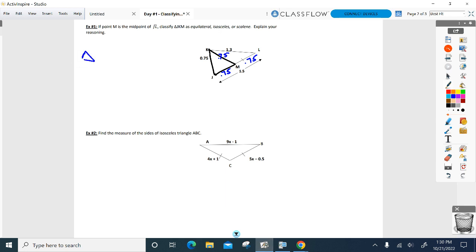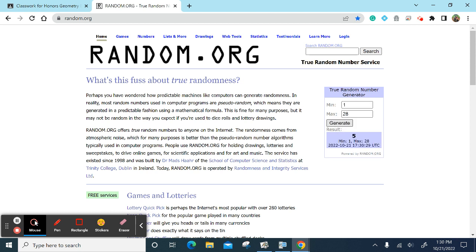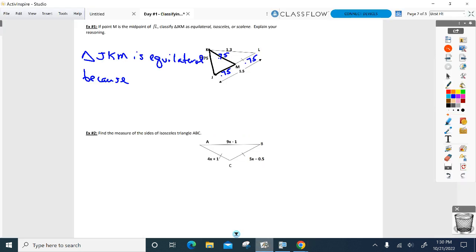So take a look. We could start using triangle not as an abbreviation, but as a symbol. Triangle JKM is equilateral. And it also says explain. So because, you guys help me out. What would be your because here? Because all three sides are, I'm going to use a fancy term here, congruent. All right, there we go. One down. Any issues with that one?